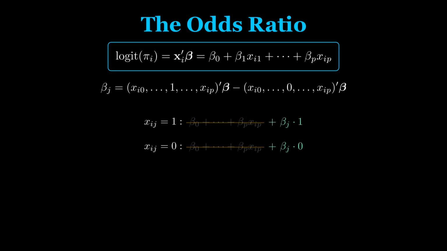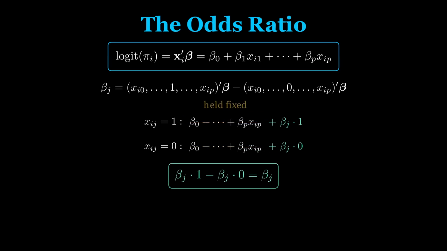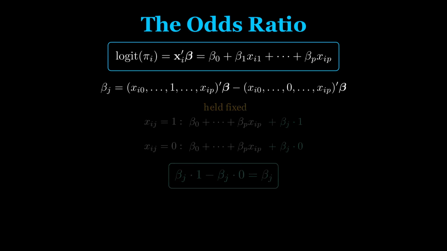Notice that the two vectors on the right are identical in every position except the jth one, so when we subtract them, every other term cancels. All that survives is beta j times 1 minus 0, which is just beta j. That is why we can read beta j as the effect of flipping this one variable on, with all the other predictors held at whatever values they happen to take.